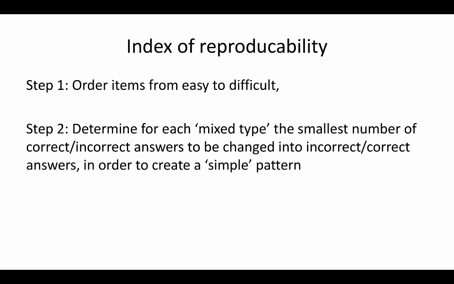A simpler way is to look at the index of reproducibility. In step 1, we order the items from easy to difficult, and then in step 2, we determine for each mixed type the smallest number of correct-incorrect answers to be changed into incorrect-correct, so it would be reversed, in order to create a simple pattern. This is a rough description of the specific procedure used by Guttman. Others have used a slightly different procedure to determine the number of mistakes, the number of Guttman errors.